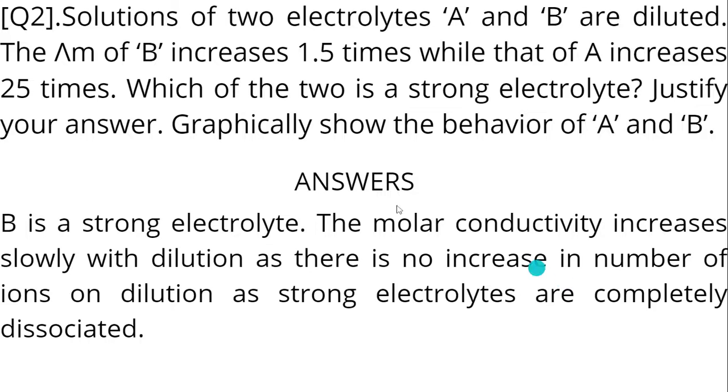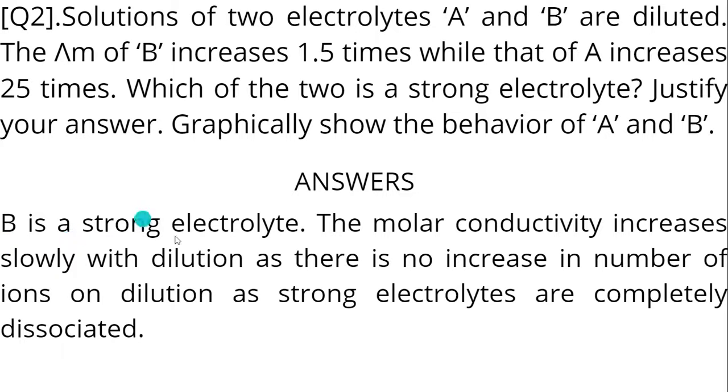Moving on to question number 2. It says that solutions of two electrolytes A and B are diluted. The molar conductivity of B increases 1.5 times while that of A increases 25 times. Which of the two is a strong electrolyte? Justify your answer and graphically show the behavior of A and B. We have to give the answer with a diagram, but this carries only 2 marks, so we have to write less.